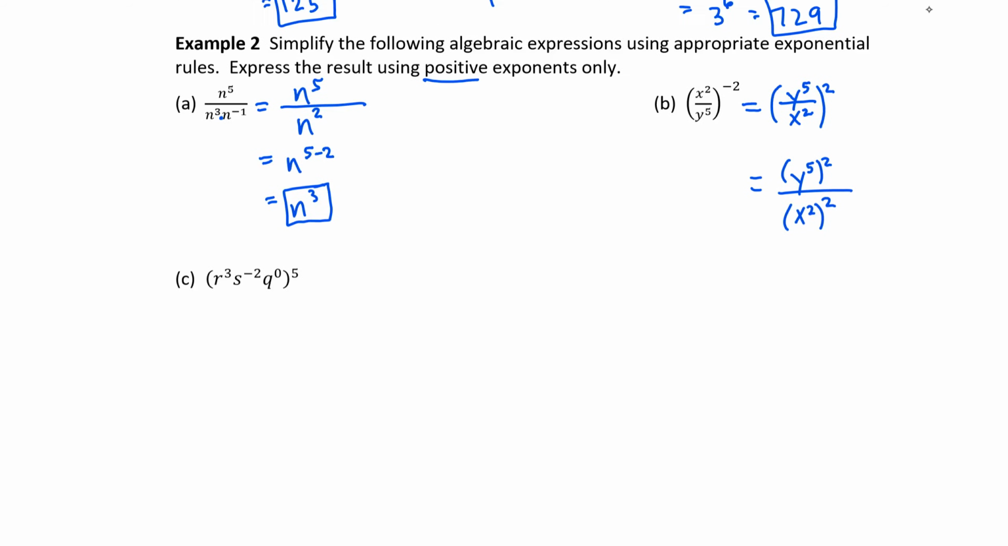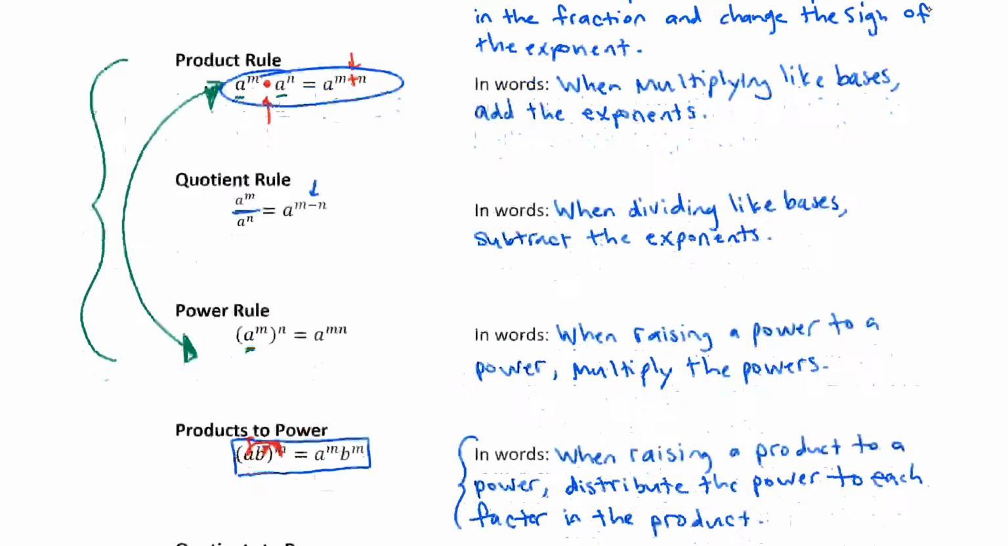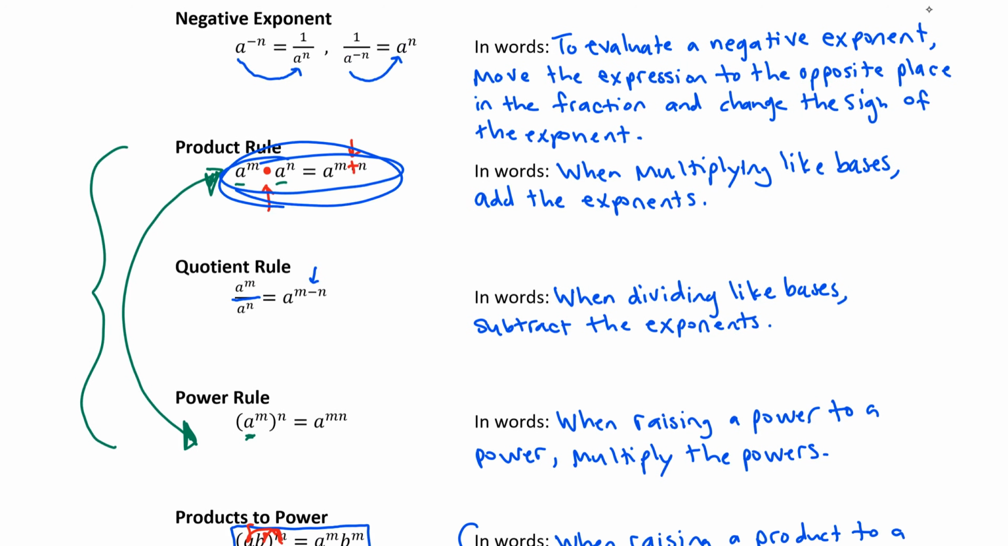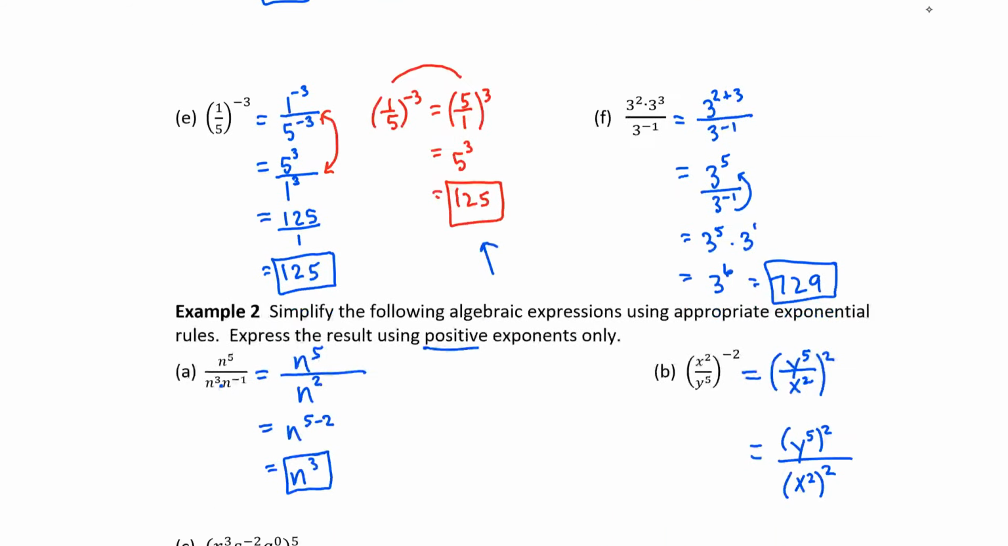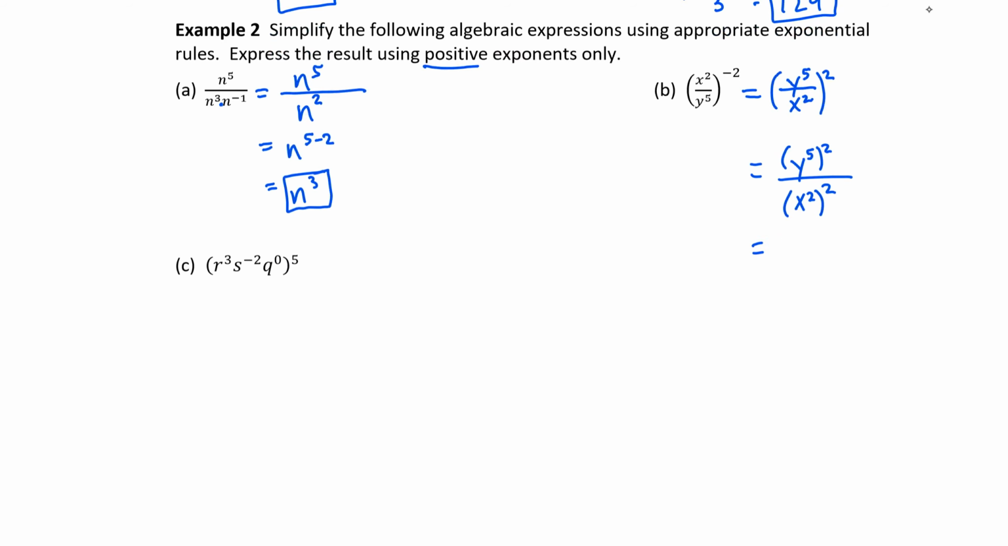Now remember, when you're multiplying like bases, when you have distinct bases, you add the exponents. But when you have successive powers, a power to a power, we multiply the powers. So in this case, on the top, we're going to multiply these two powers to get y to the 10th. And in the bottom, we're going to multiply those two powers to get x to the 4th. Now, the result has positive exponents, and everything has been combined and simplified. I don't have multiple x's to combine or multiple y's, so we are finished.